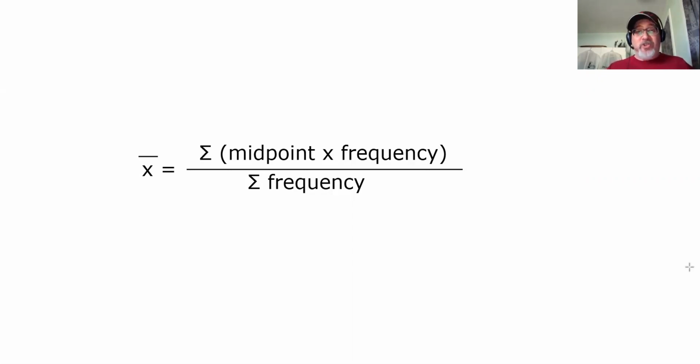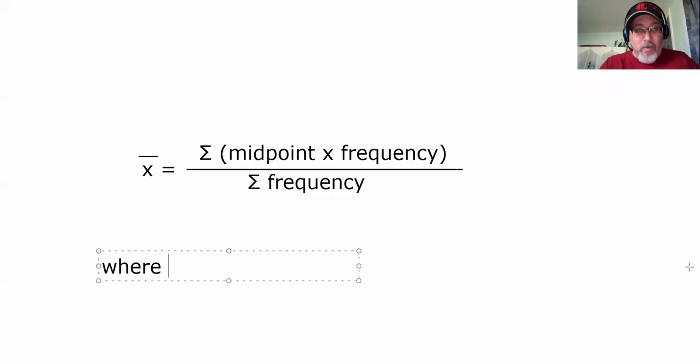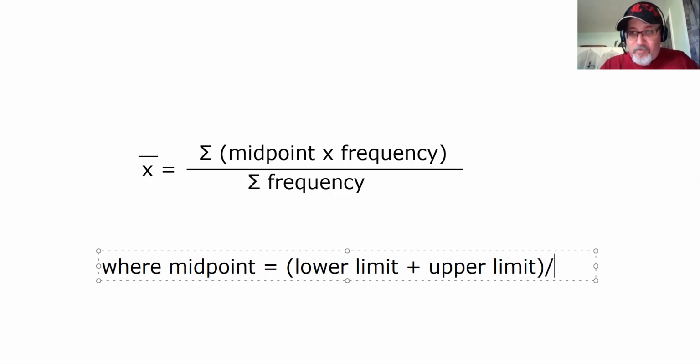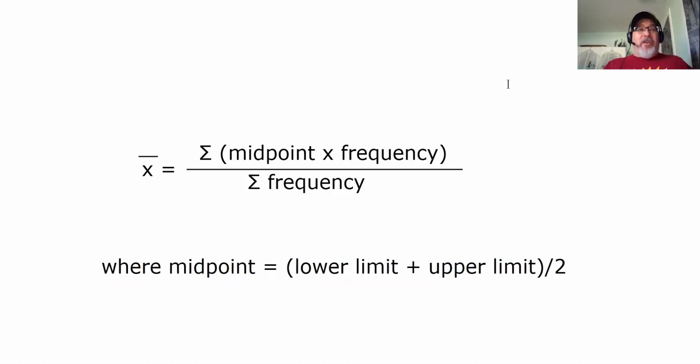This captures everything we just did. What's implied by this is that you have to calculate the midpoints first. So maybe I should say where midpoint equals lower limit plus upper limit divided by 2, the average of the limits of each class. But the estimated mean for grouped data is the sum of the products of the midpoints times the frequencies divided by the sum of the frequencies.